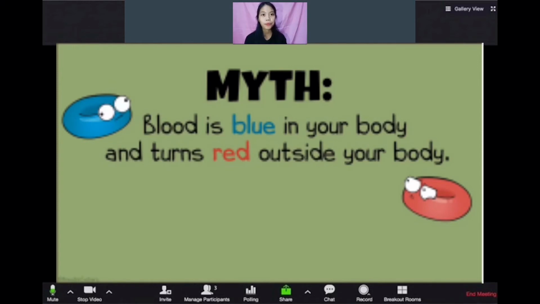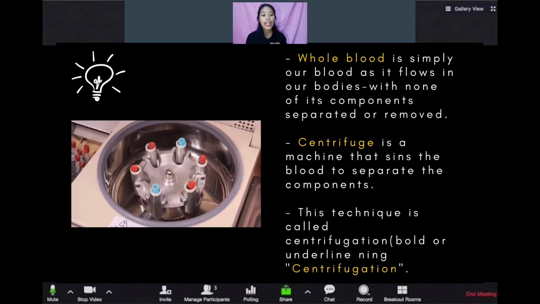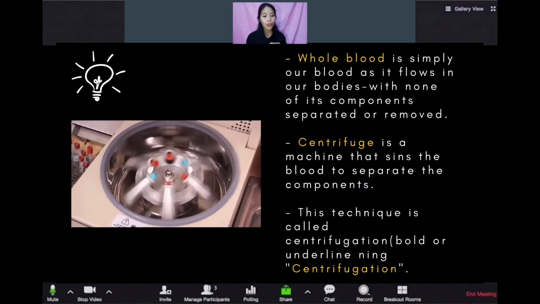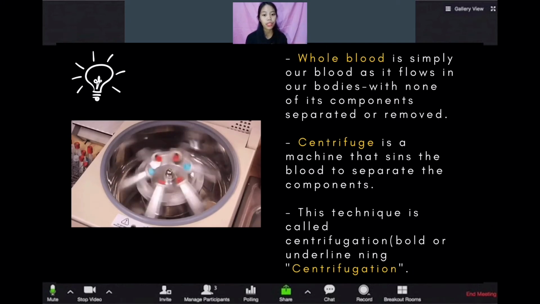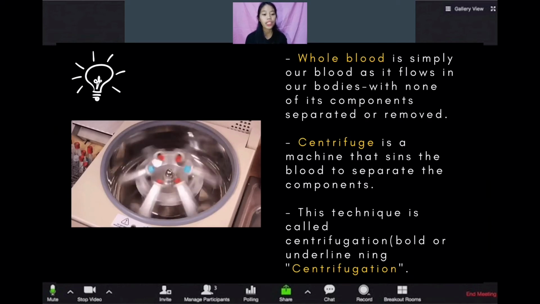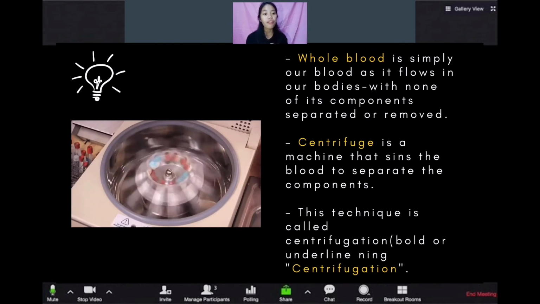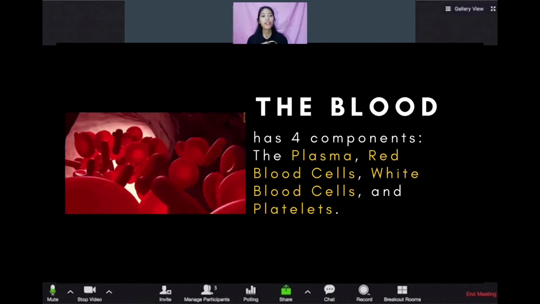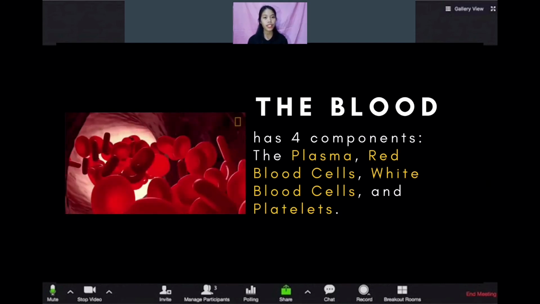To continue, let us define what is whole blood. Whole blood is simply our blood as it flows in our bodies, with none of its components separated or removed. A centrifuge is a machine that spins the blood to separate the components. This technique is called centrifugation. It sends the heavier components to the bottom of the tubes and brings the less dense elements to the top. The blood has four components: the plasma, red blood cells, white blood cells, and platelets.